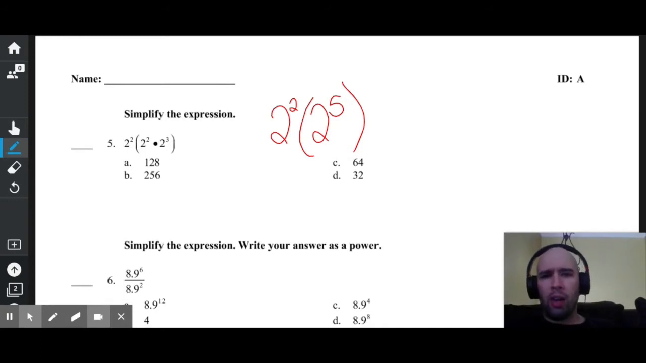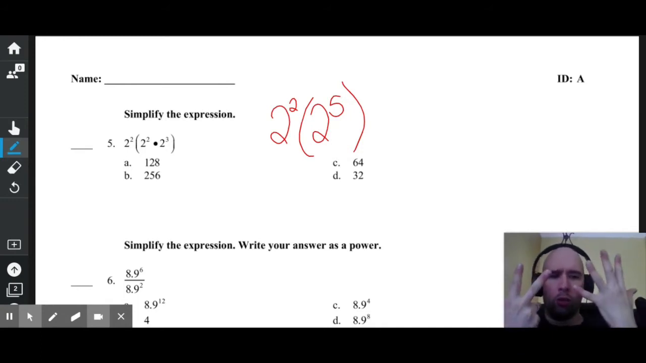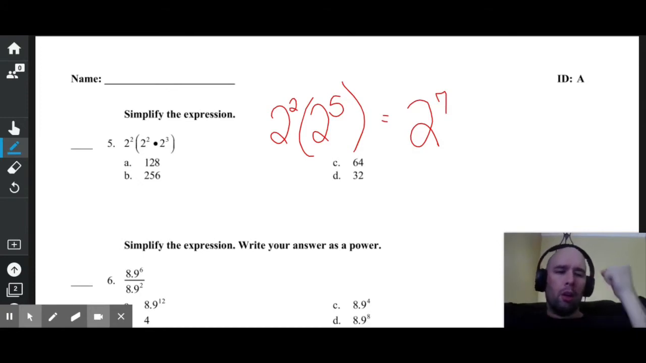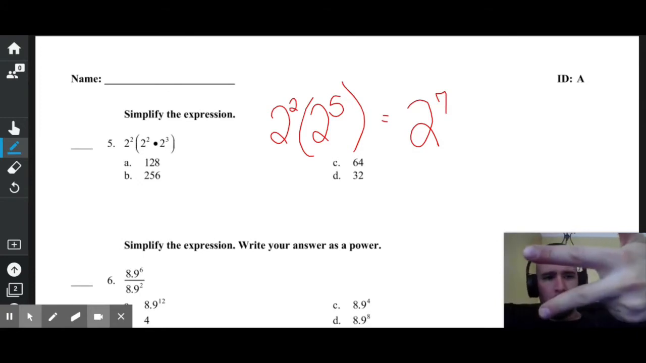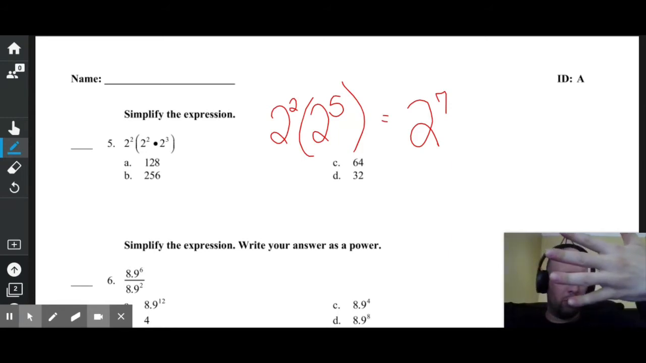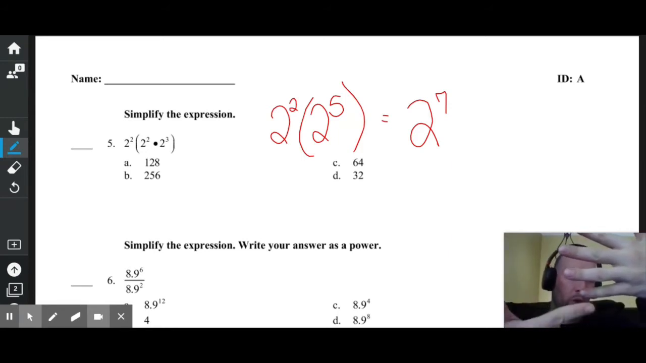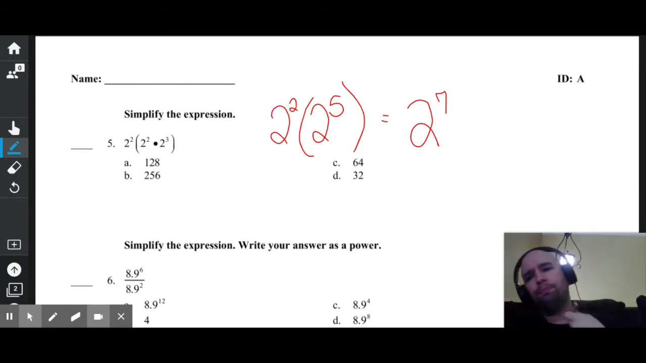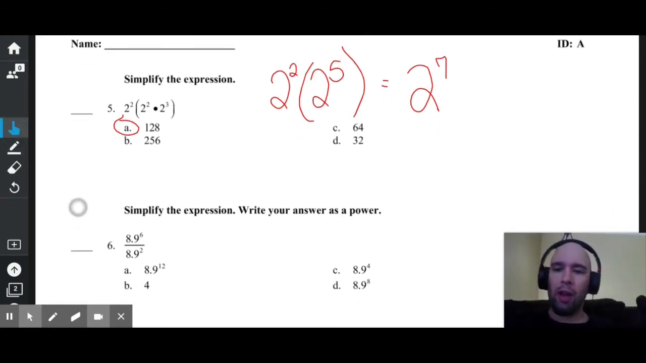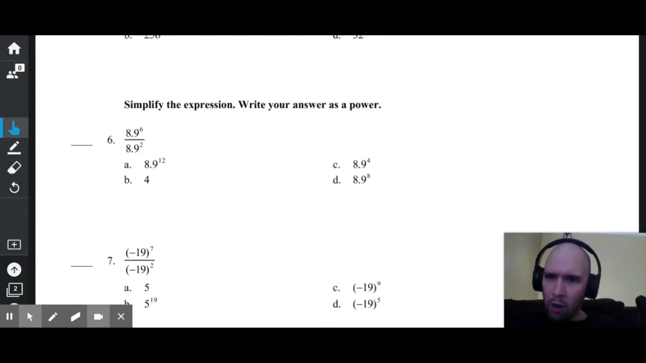Outside the parentheses, I have 2, 2, and 2, 2, 2, 2, 2. That's 7 total. Two times 2 is 4, times 2 is 8, times 2 is 16, times 2 is 32, times 2 is 64, times 2 is 128. There you have it. 5 you could just do in a calculator, but that's no fun. My calculator is up here, friends. This is how I like to do problems like 6.